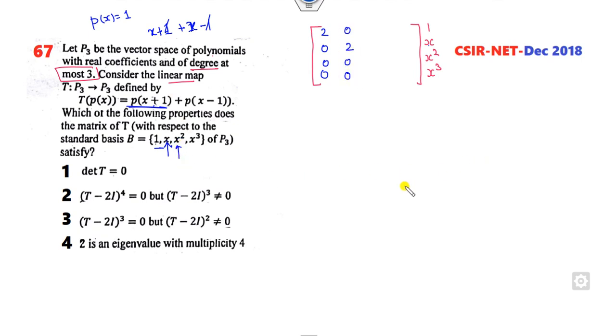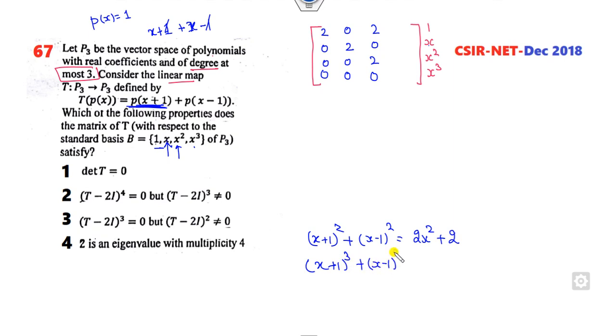If I take x square, it is (x plus 1) square and (x minus 1) square. If you open them, it's 2x square plus 2, so constant is 2, x square is 2, rest is 0. Third one is x cube, so if I take p(x) as x cube, then (x plus 1) cube and (x minus 1) cube. a cube plus b cube will be cancelled out, 3a square b will be 3 plus 3 is 6, a square b. So constant is 0, this is 6, this is 0, this is my 2, this is my T. Now look at the first option, determinant of T.